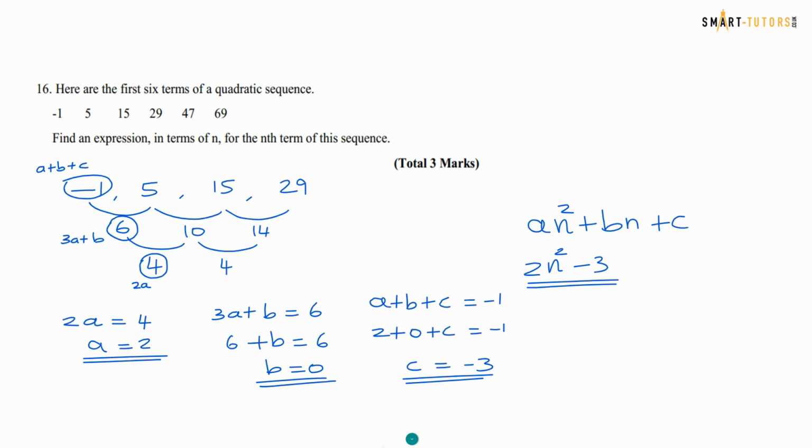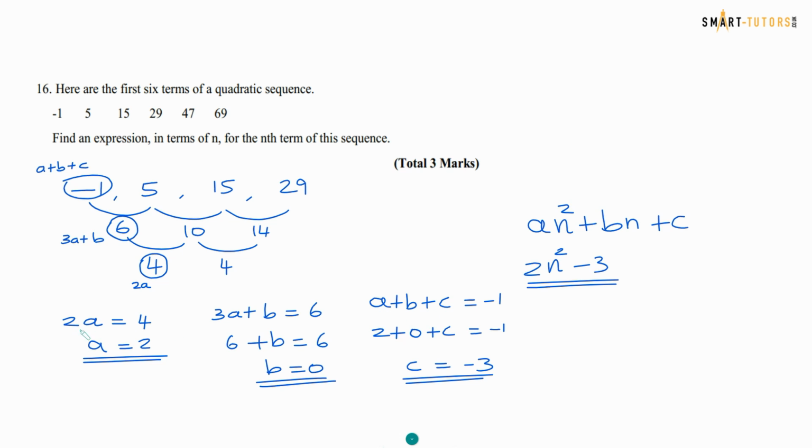Question number 16. Here are the first 6 terms of a quadratic sequence. Find an expression in terms of n for the nth term of this sequence. So you write the sequence, we already discussed this one. Find the first term, first difference, and second difference. The second difference equates to 2a, the first difference equates to 3a plus b, and the first term equates to a plus b plus c.